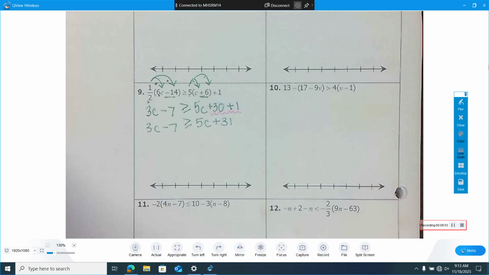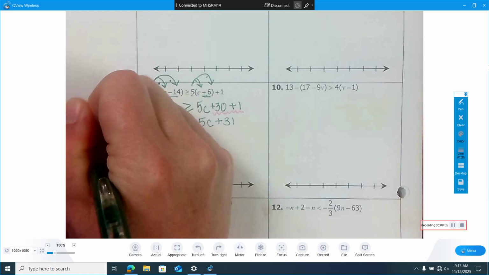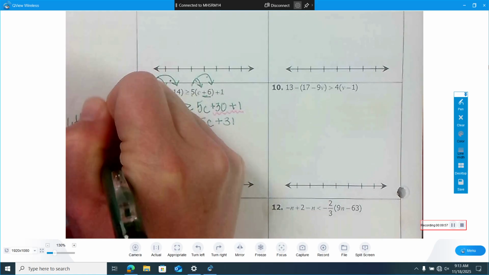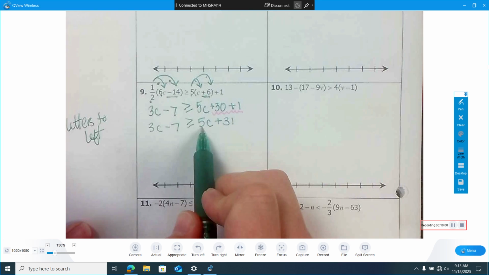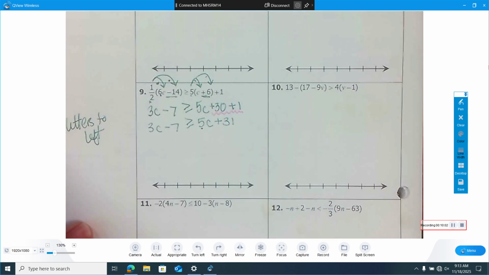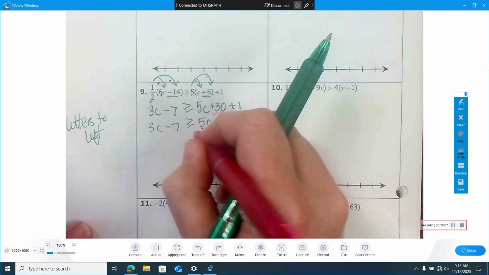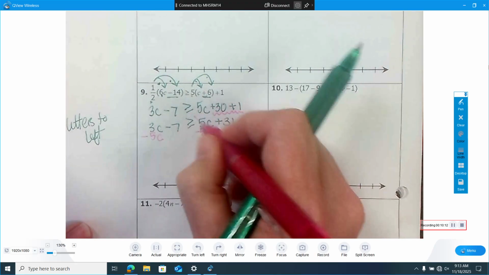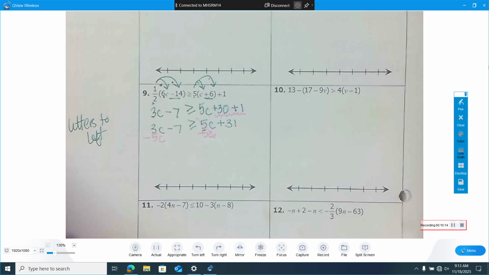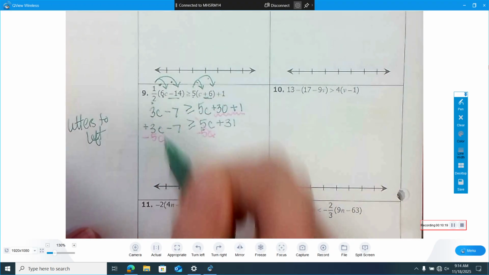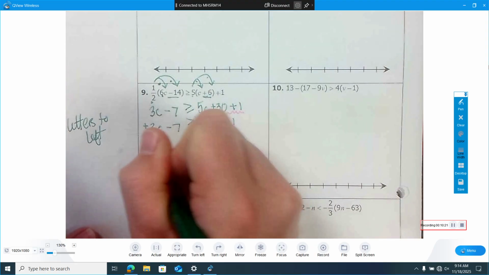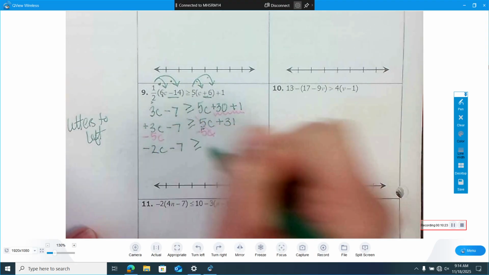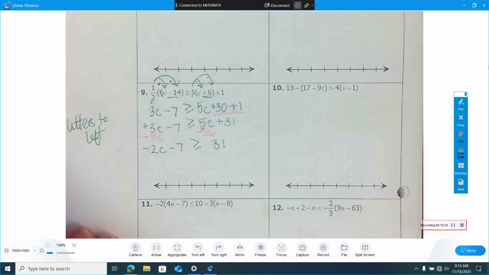What's the rule? Letters to the left. Letters to the left. And so I need to move this 5C. How do we move it? Subtract it. Yeah, we want to subtract the 5C from both sides. Positive 5C and negative 5C cancel each other out, so it moves to the other side. We have 3C's minus 5C's, which is negative 2C. Good. Minus 7 equals 31.